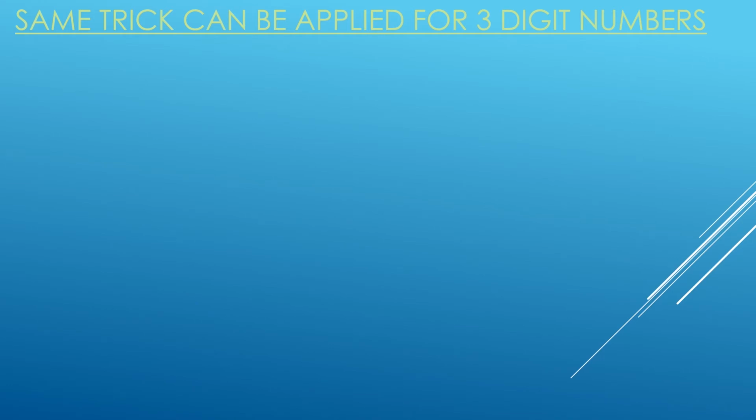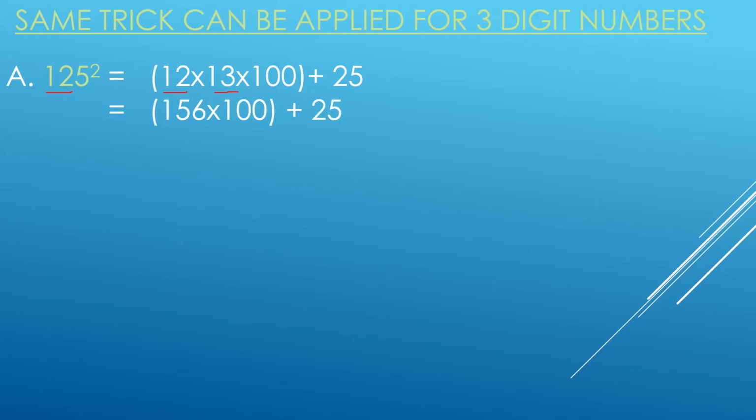The same trick can be applied for 3-digit numbers. We take an example of 125 square. Here we take 12 as the 10th digit and not 1 and 2 separately. So we multiply 12 and 13 to get 156, which we multiply by 100 to get 15600, which we add to 25 to get 15625 as 125 square.